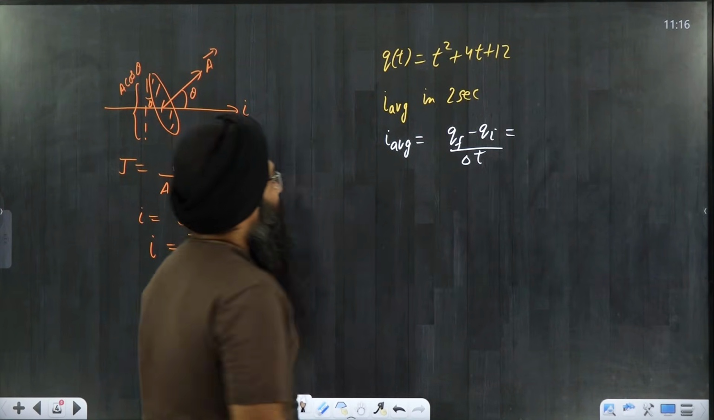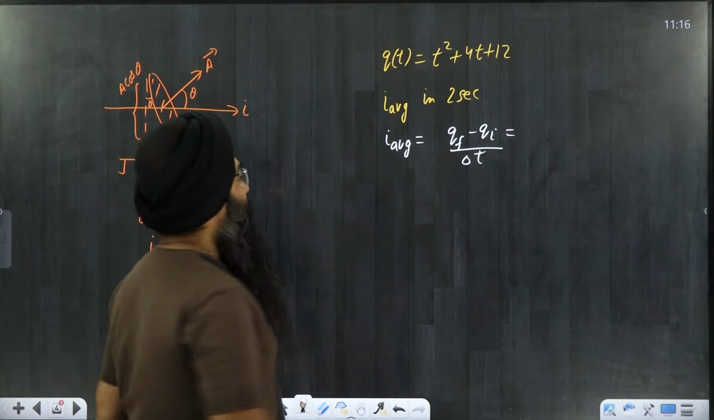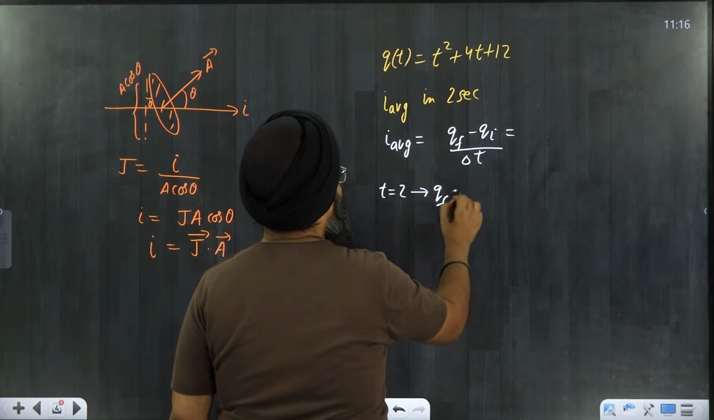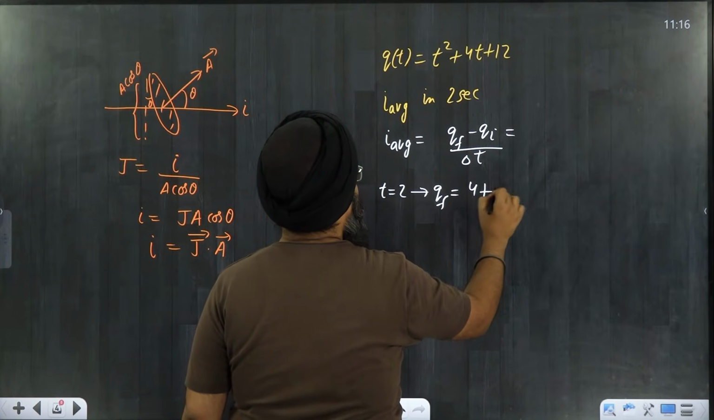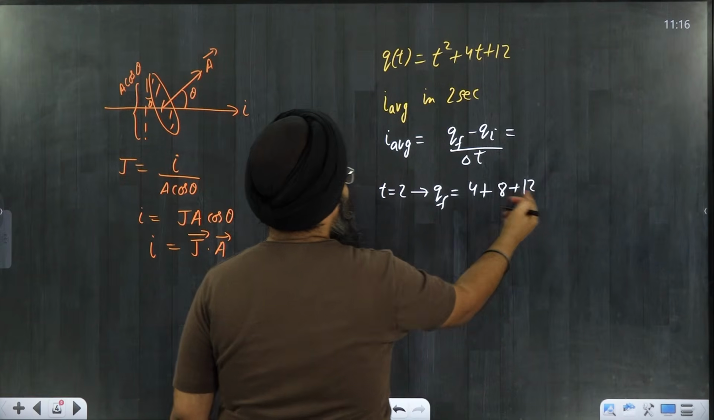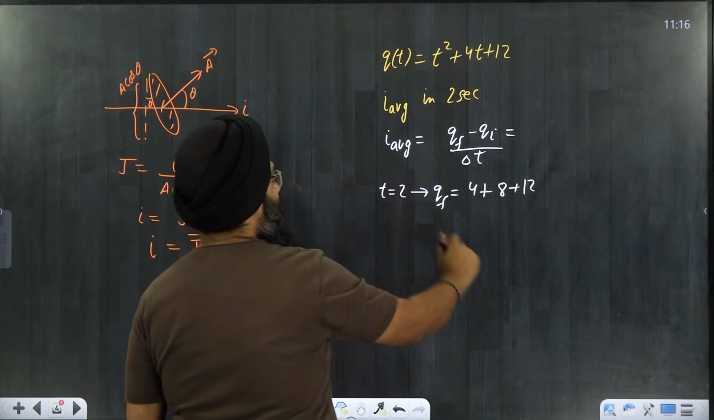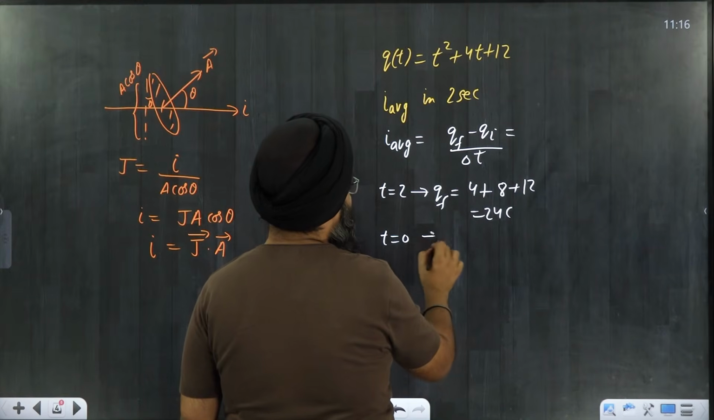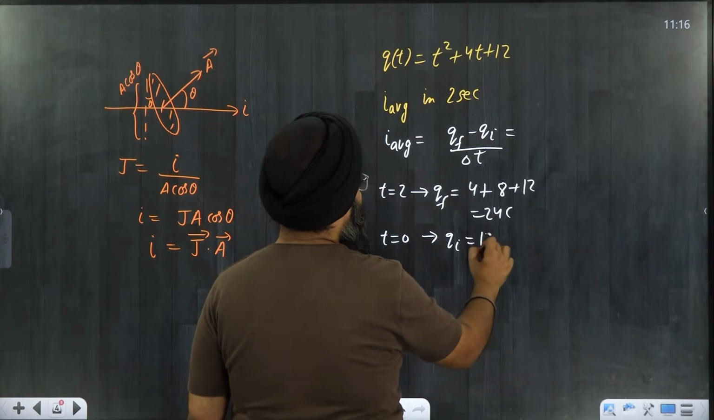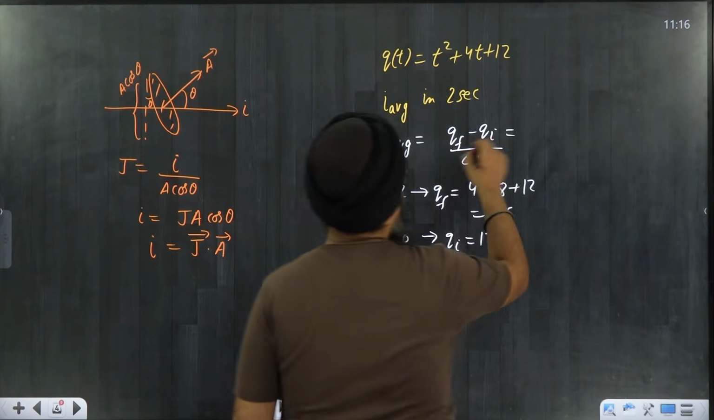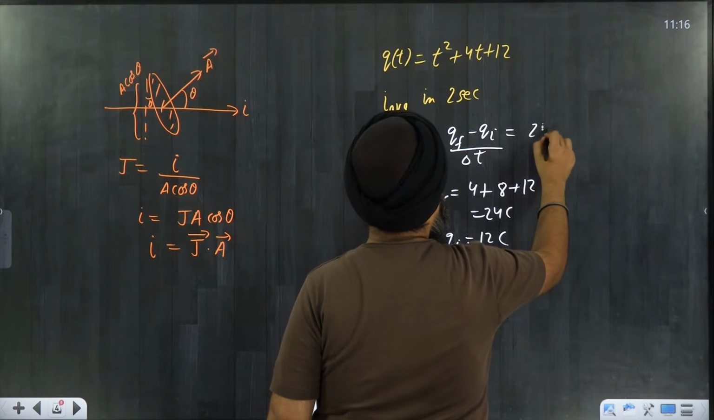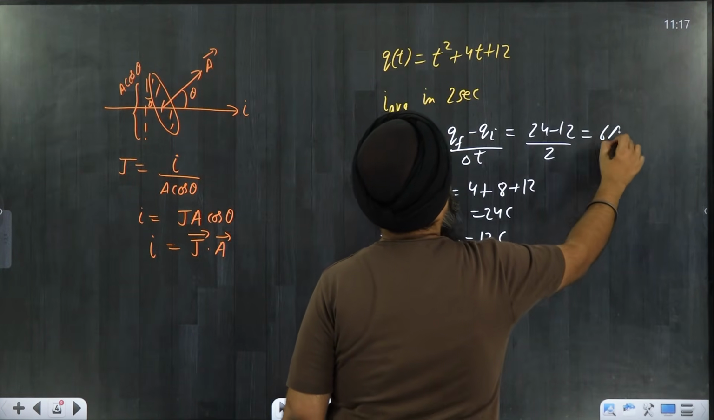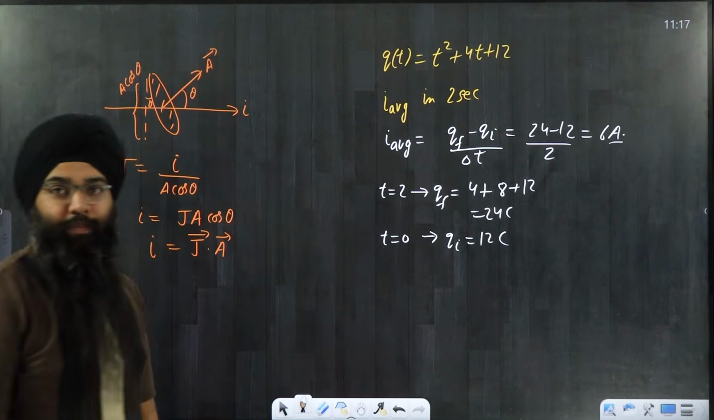So what is the final charge? Put t equals 2 seconds there. Your final charge will come out to be 4 plus 8 plus 12, so 12 plus 8 is 20, plus 4 is 24 coulomb. And at t equals 0, the initial charge is nothing but 12 coulomb. So the average current will be 24 minus 12 divided by 2 seconds. This will come out to be 6 ampere.